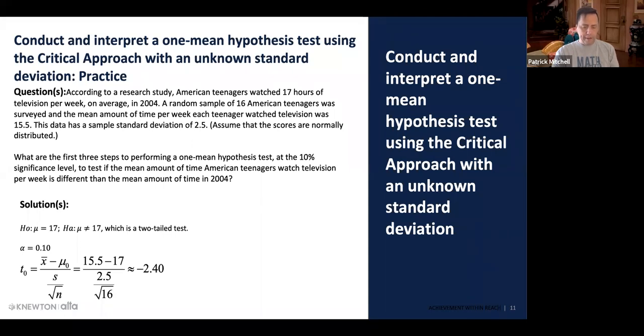15.5 minus 17, and then we're going to divide by 2.5 over the square root of 16. And that does come out to negative 2.4.